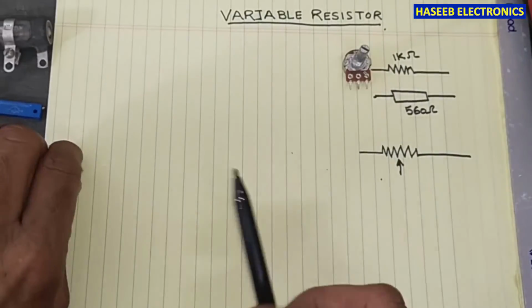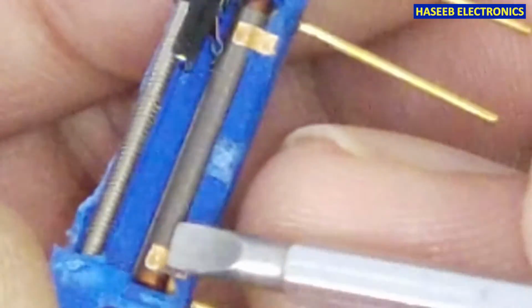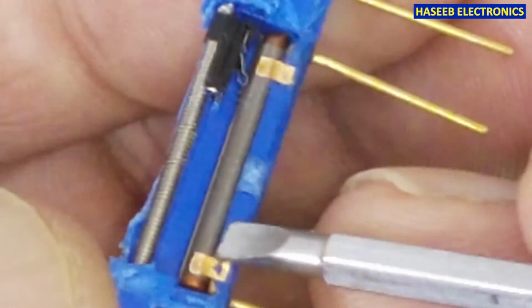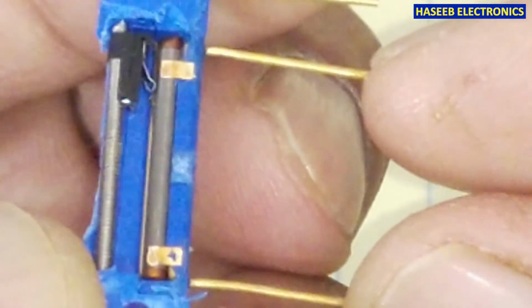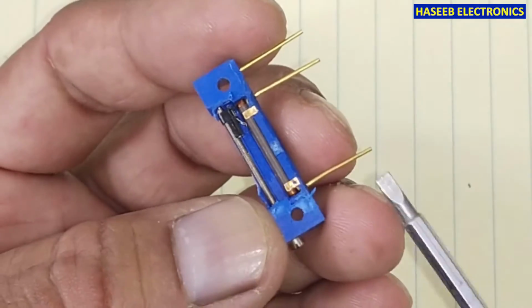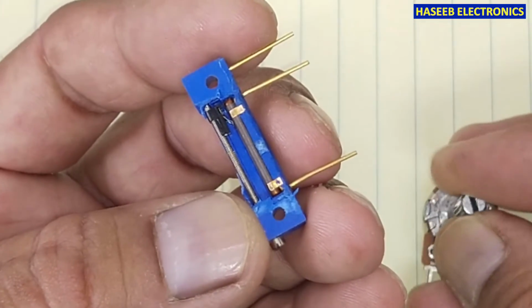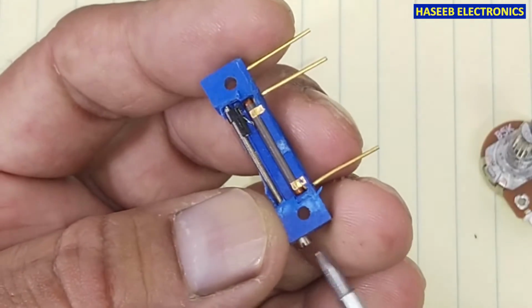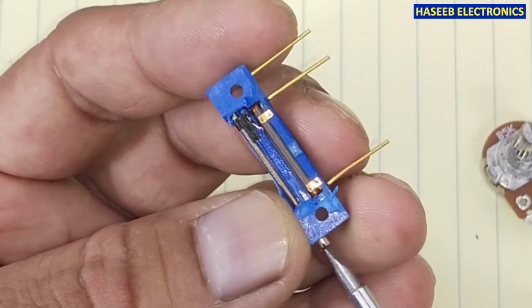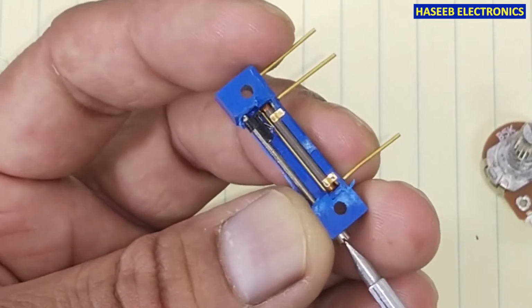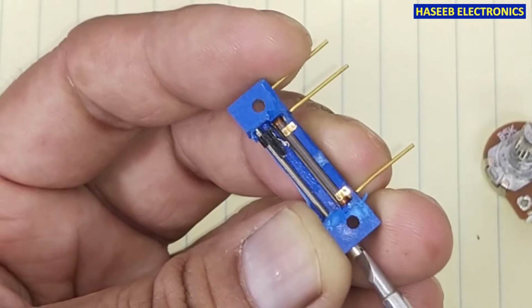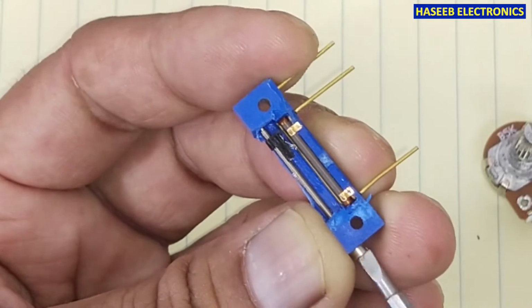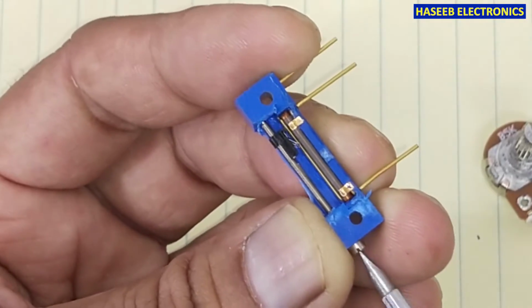And how does it work practically? It is a resistive block, a resistive element, and we have 2 points, this point and this point. Similarly, as we are adjusting this knob, here we have an adjustment screw. Using a screwdriver, when I move it, we can see the center slider is sliding on the resistive block, the resistive material.